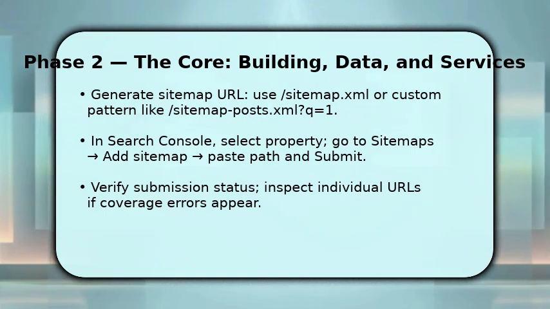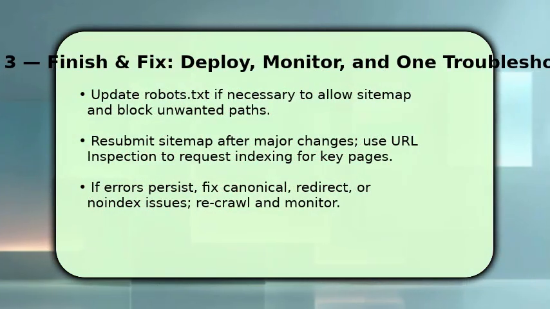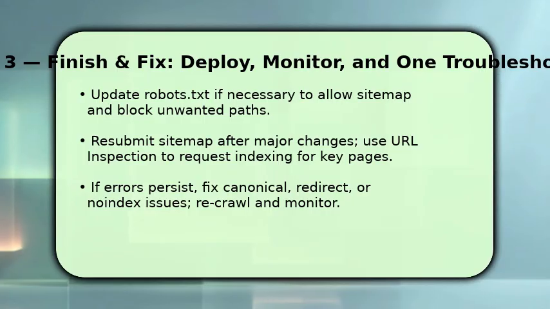Finally, make sure robots.txt allows your sitemap and does not block important paths. Edit it in Blogger settings if needed. After significant site changes, resubmit the sitemap and use URL inspection to request indexing for priority pages.